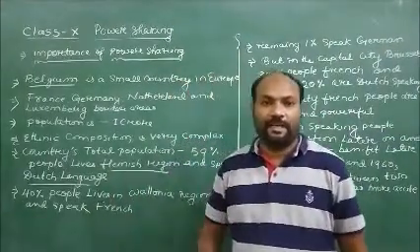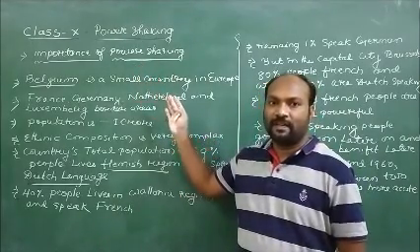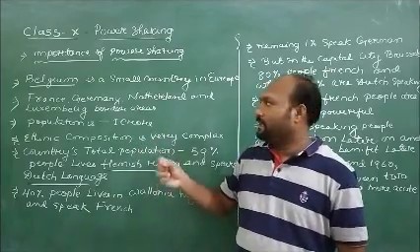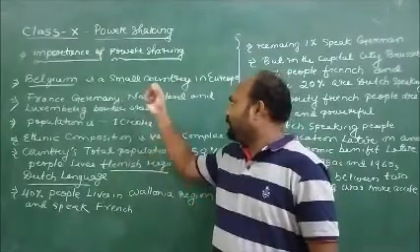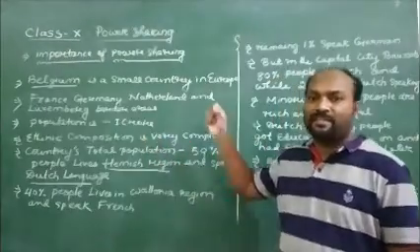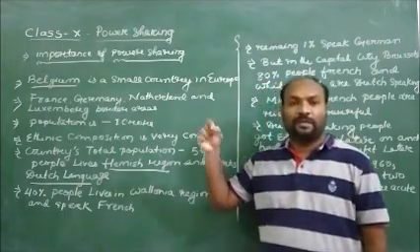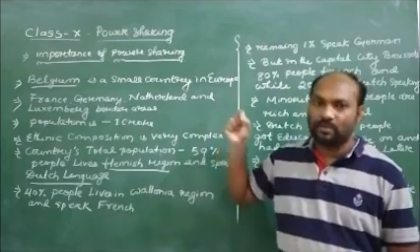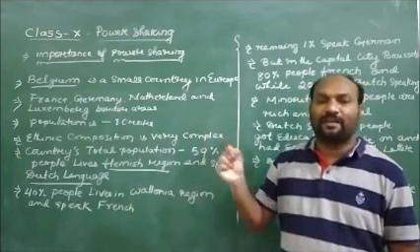So, dear children, in order to understand the importance of power sharing, let us try to understand the background of Belgium and Sri Lanka. Belgium is a very small country in Europe. It has borders with France, Germany, the Netherlands, and Luxembourg, and the population of Belgium is 1 crore.